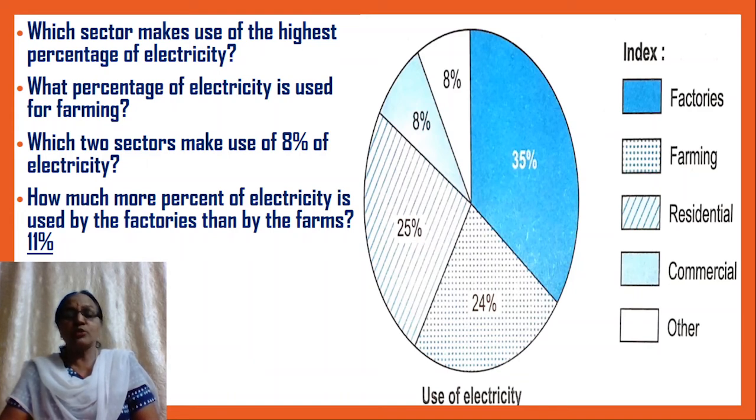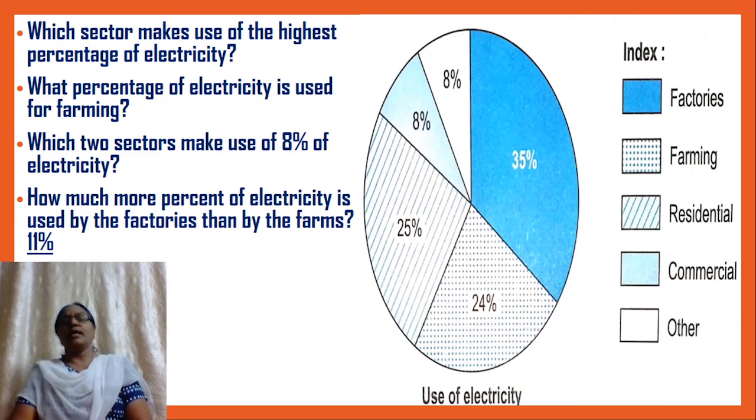Next one, how much more percent of electricity is used by factories than by farms? First find out how much factories consume. Factories consume 35%. And how much do farms consume? Farms consume about 24%. So 35 minus 24 gives you 11%. So factories consume 11% more electricity than farms.